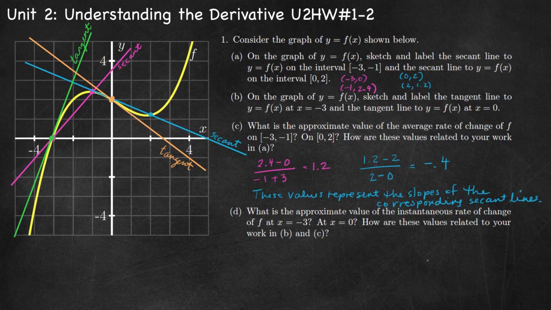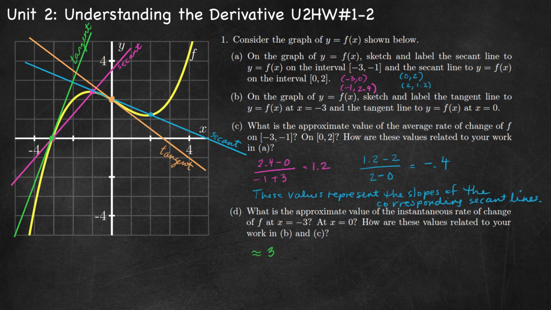Part D, what's the approximate value of the instantaneous rate of change of f when x is -3? For that, we're going to find the slope of our tangent line. So I'm looking at, that's the green line. I'm just looking at rise over run to approximate this. And from this first point, it looks like I can go up 3 and right 1, and I'll be back on my tangent line. So the instantaneous rate of change at x equals -3 is approximately 3.